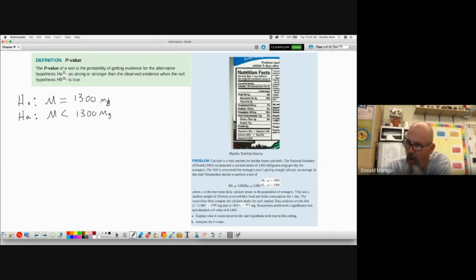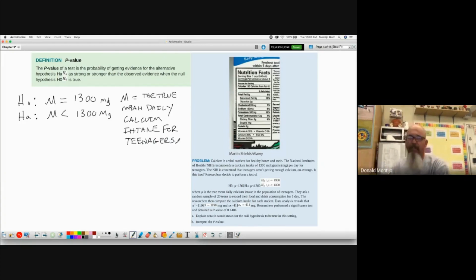So remember, we always must define the parameter. Mu is the true mean daily calcium intake for who? Teenagers. So that's what we're trying to test. It's the true mean for all teenagers in the world. Well, there's no way we can ask all teenagers in the world.